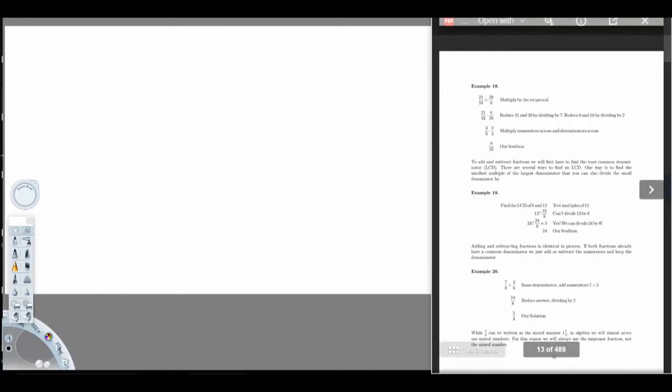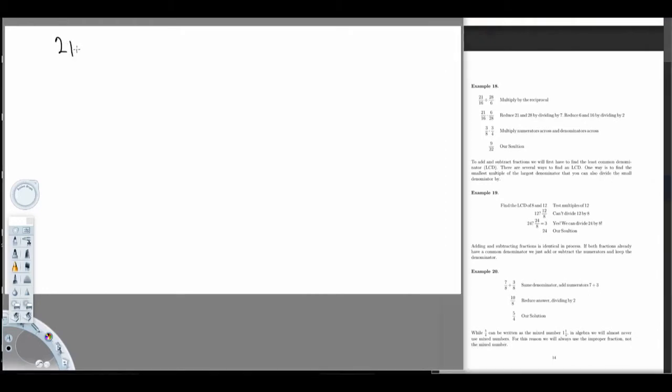Okay, this division problem. Let's just go for it. Example 18: 21 over 16 divided by 28 over 6.